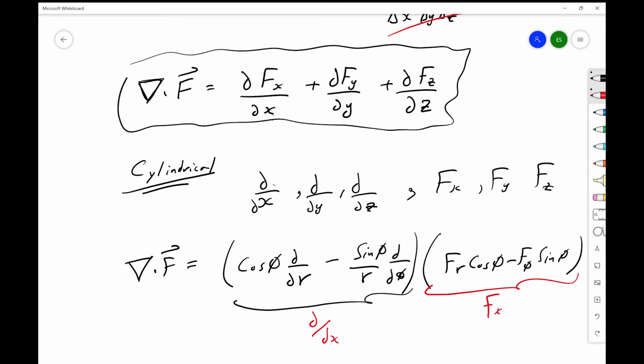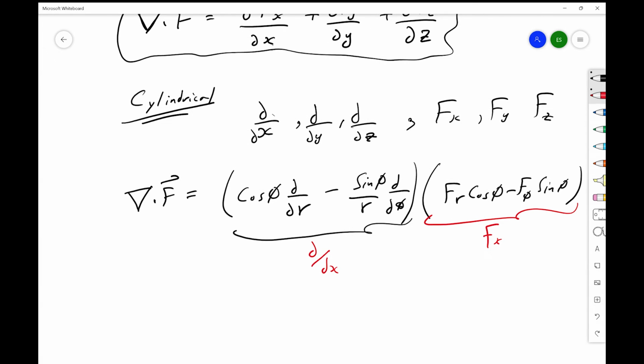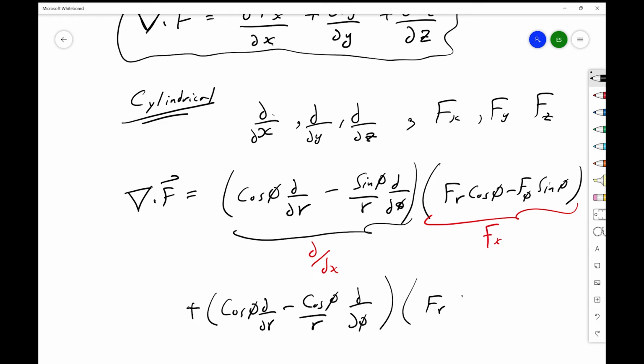And then you simplify, you do this calculation. Of course, this is not done yet, so I have to add also cosine phi delta over delta r minus cosine phi over r delta over delta phi. It's a hairy calculation, but it's doable. The only difficult thing about this is that it's cumbersome. Other than that, it's just a matter of transforming both the components and the operators.